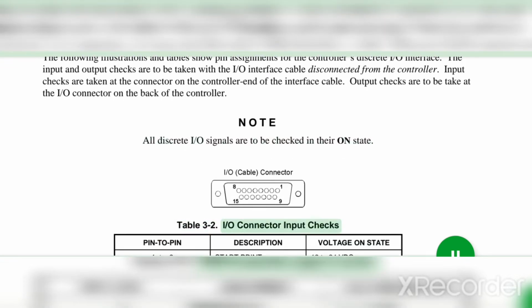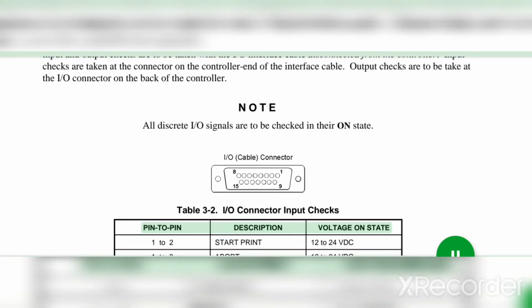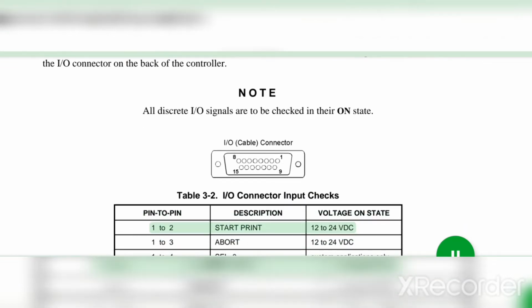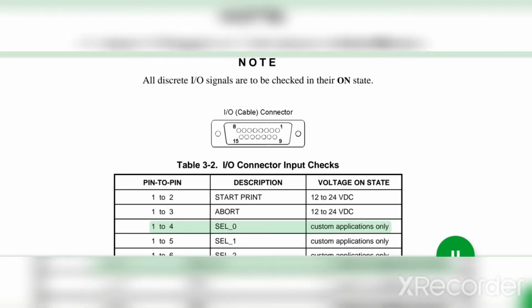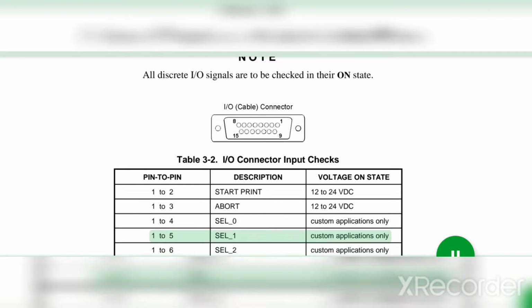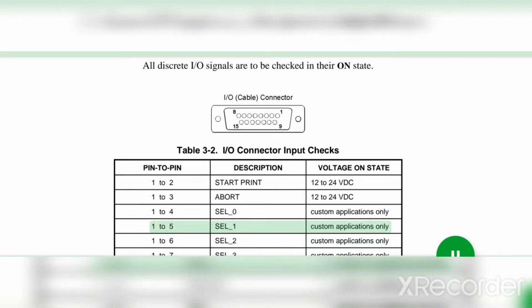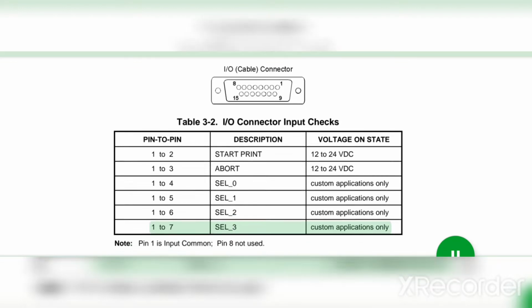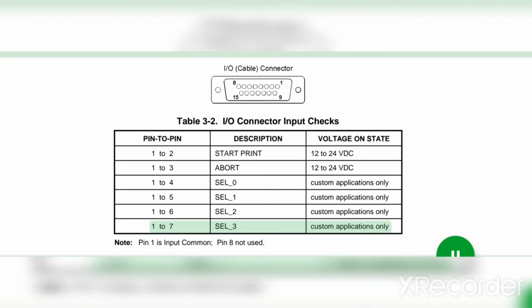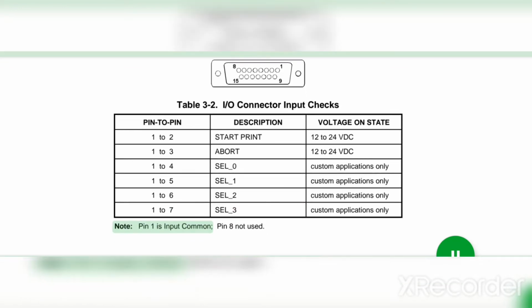Table 3-2. I/O connector input checks. Pin 2, pin description, voltage on state. 1-2 start print, 12-24 VDC. 1-3 abort, 12-24 VDC. 1-4 cell underbar 0, custom applications only. 1-5 cell underbar 1, custom applications only. 1-6 cell underbar 2, custom applications only. 1-7 cell underbar 3, custom applications only. Note: pin 1 is input common.